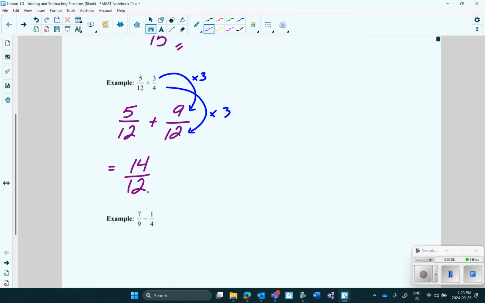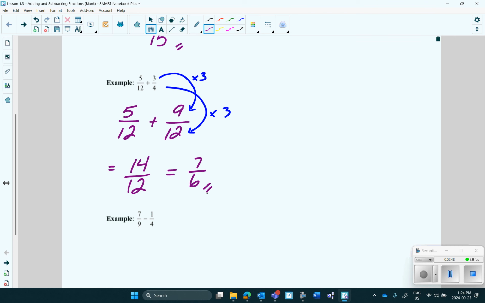14/12. Now, I've stated it up top, and I know you guys are used to changing it to a mixed number. You do not have to change it to a mixed number. Leave it as a fraction if it's improper, but make sure it's reduced. Can I reduce this? Yes, I can divide the top and bottom by 2 to get a final answer of 7/6. Okay, and if you write 1 1/6, it's still right.